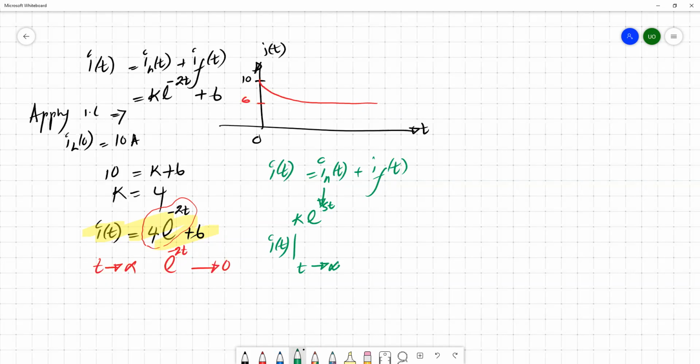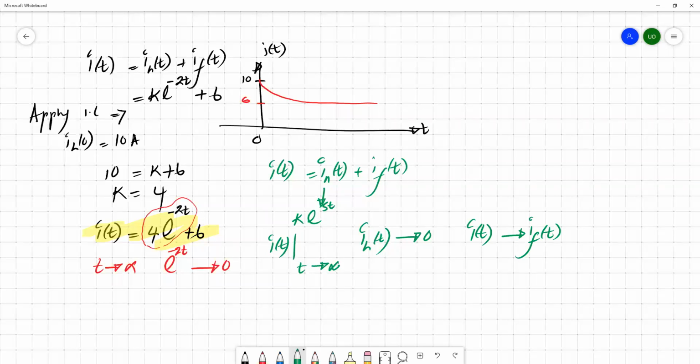When t goes to infinity, the natural response converges to 0 because it's an exponential term. Once t goes to infinity, your exponential term decays to 0, and the response converges to the forced response. So what is the conclusion we can make out of this?